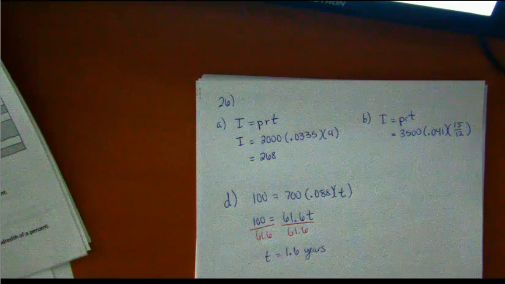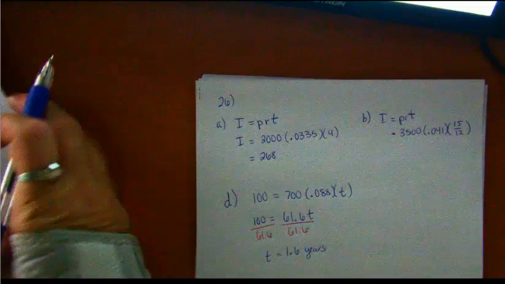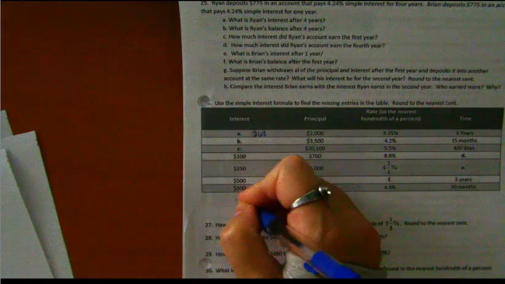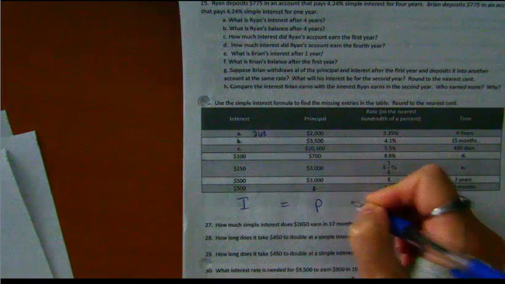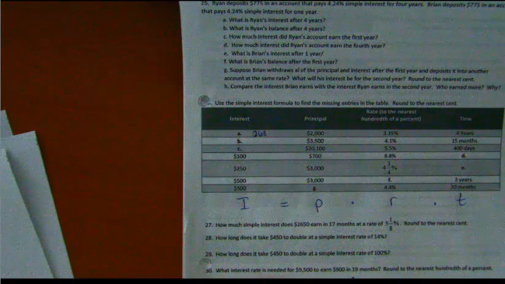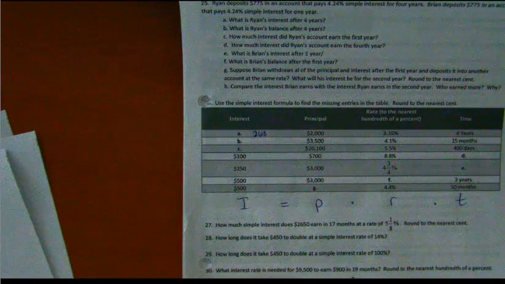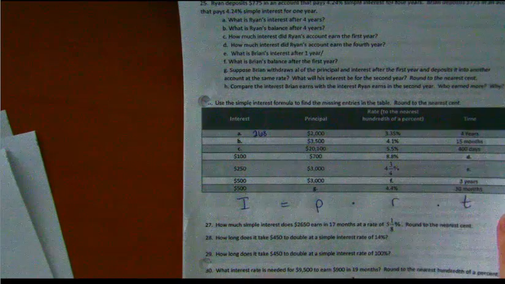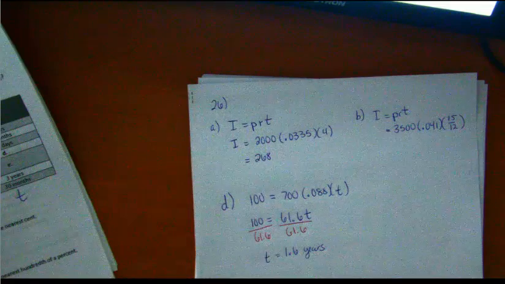So basically this table is your formula. Does that make sense now? Okay. Any other questions on that problem? That was number 26.